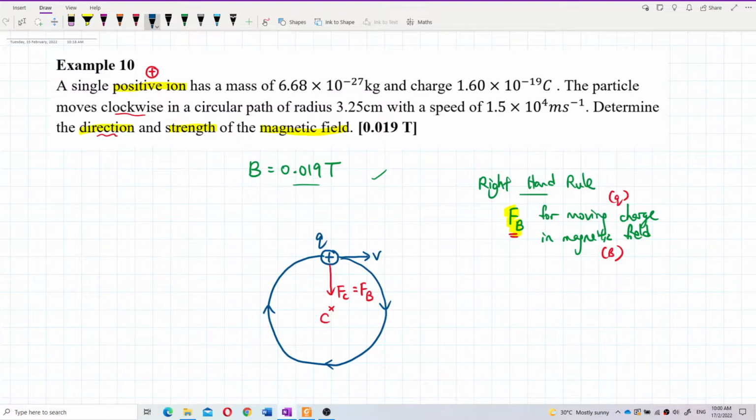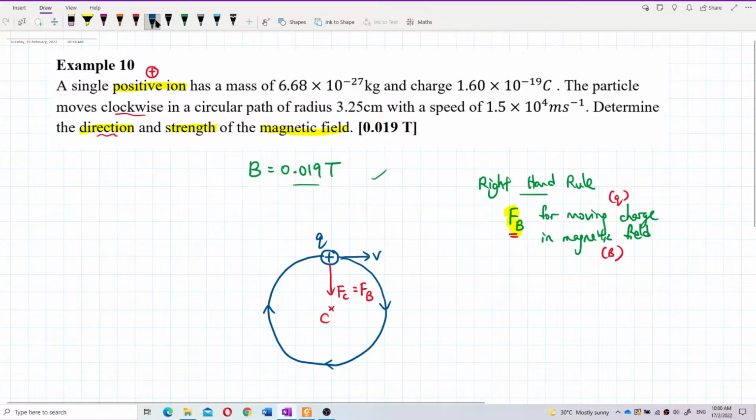This is a charged particle moving in a magnetic field. So there must be a magnetic field that causes the magnetic force. But we don't know the direction of the magnetic field, so we want to find it now. We're going to use our right hand rule for this moving charge in a magnetic field that produces the magnetic force.